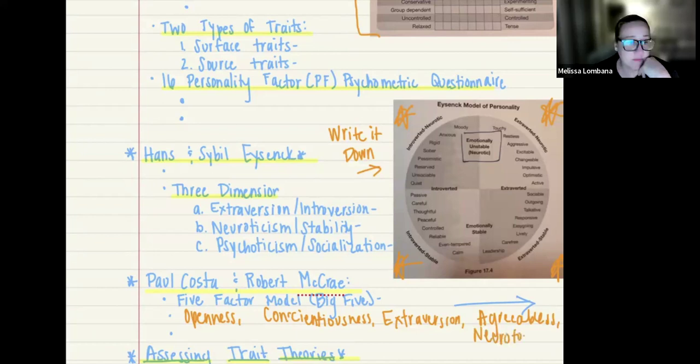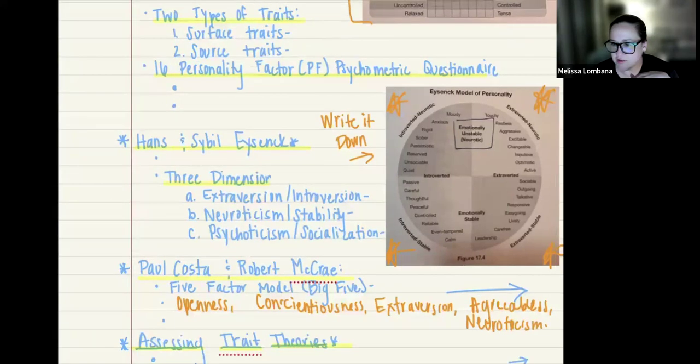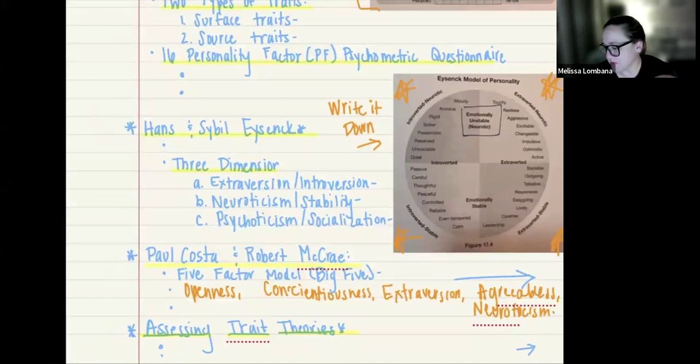Try your best with the spelling. I know it's neuroticism, it's with a T. So this is short for, and a good way to remember is, OCEAN. So make sure you have that. And I'm going to show you a next slide, and I do want you to write it down. We're going to do a little quiz as well.